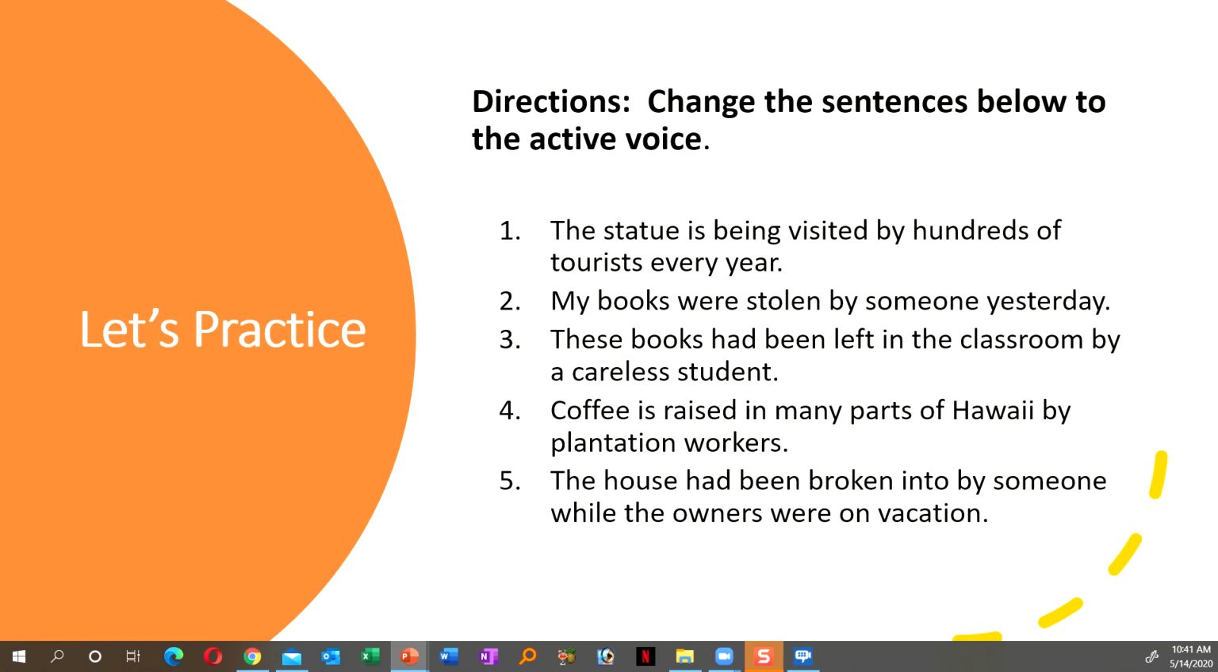Here, let's change the sentences below to the active voice. First one: the statue is being visited by hundreds of tourists every year. Make that into active. Hundreds of tourists visit the statue every year. Okay. One more way you can do that, also active.